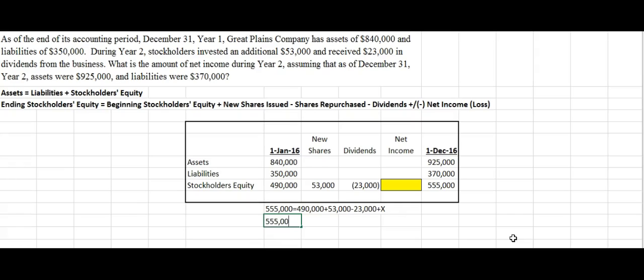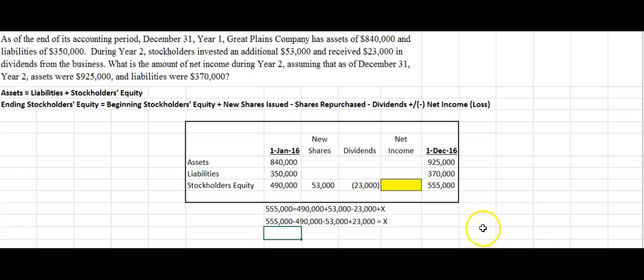So 555. When you move the numbers to the other side of the equals, you make them the opposite sign. So 490 becomes negative, minus 490. Then the 53 becomes negative as well, minus 53. And the 23 becomes positive, plus 23. And that's going to equal X, or your net income. Now you just solve for X, and you will know what your net income or loss was.